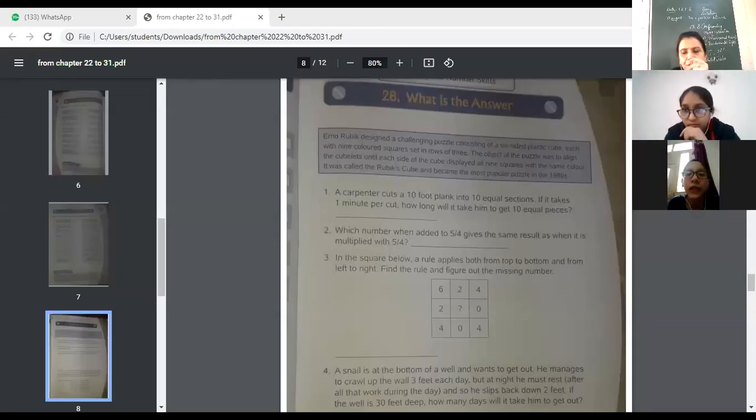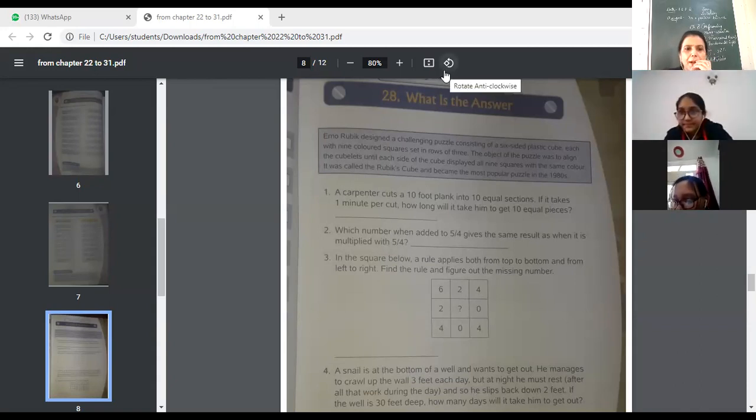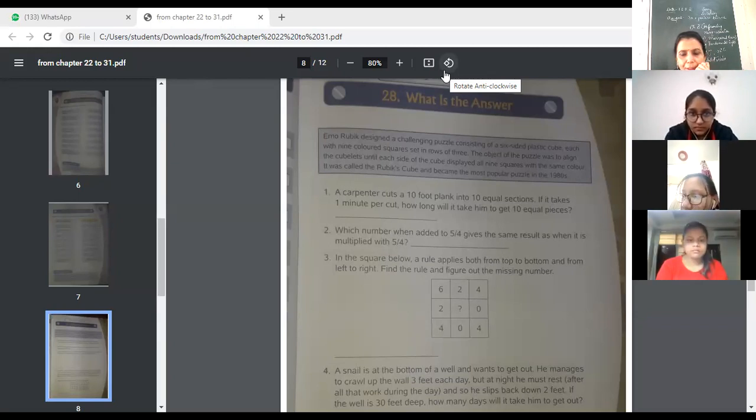So class 8, today in your GK moral science class, let's continue with chapter number 28. Till 27 we had completed in the last class. So let's start it. First is: a carpenter cuts a 10-foot plank into 10 equal sections. If it takes 1 minute per cut, how long will it take him to get 10 equal pieces?